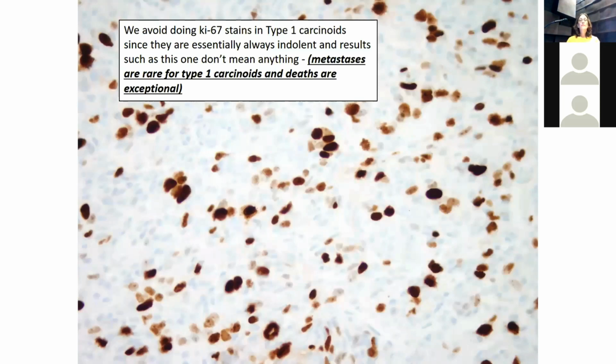One thing that's a pitfall with these so-called type 1 carcinoids is if you do a Ki-67 on them, about 20% of the time, you will get a proliferation index that's in line with a grade 2 well-differentiated neuroendocrine tumor, but they don't behave like it. And then you have to write a long note. So I avoid doing it in the first place.